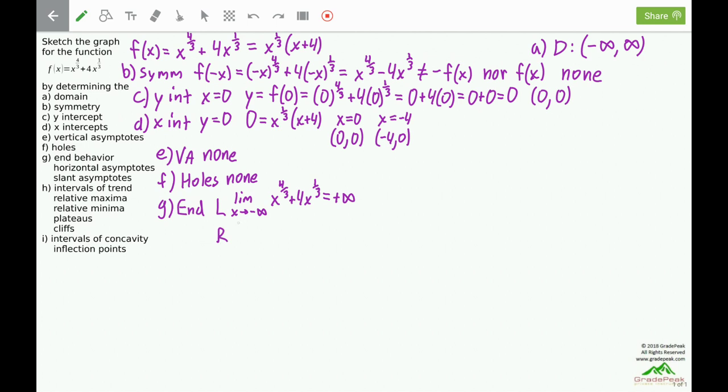We can determine the right end behavior by taking the limit as x approaches positive infinity of f of x, x to the 4/3 plus 4x to the 1/3. Once again, only the highest power term matters. Positive infinity to the 4/3 will be positive infinity. And the left end and right end behaviors are the same sign of infinity here, due to the numerator being an even power.